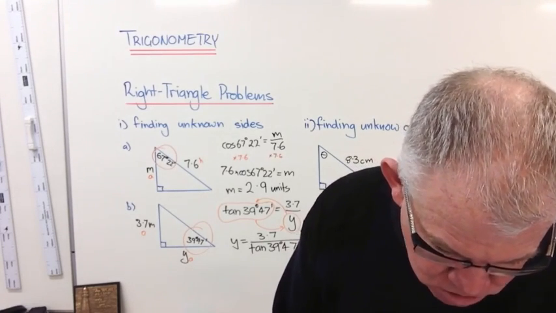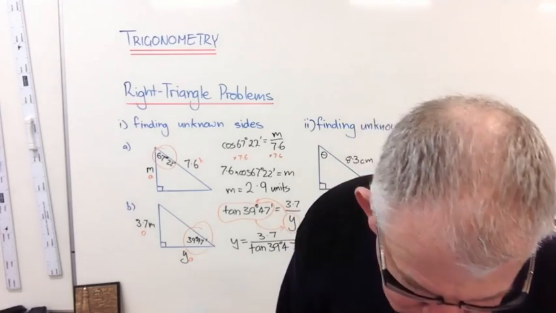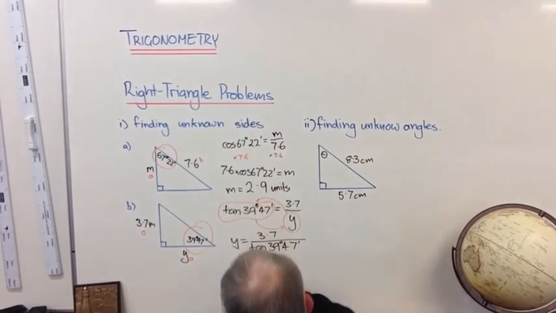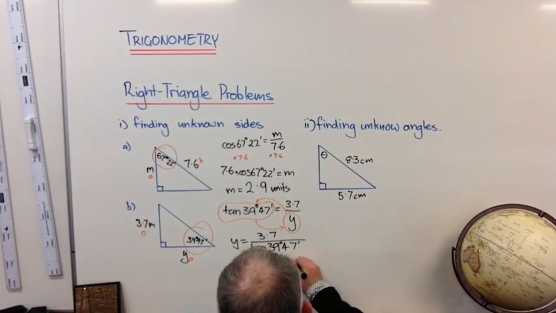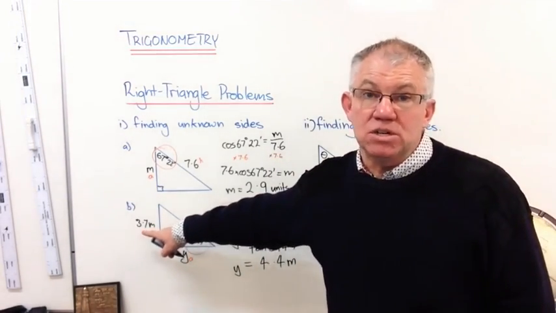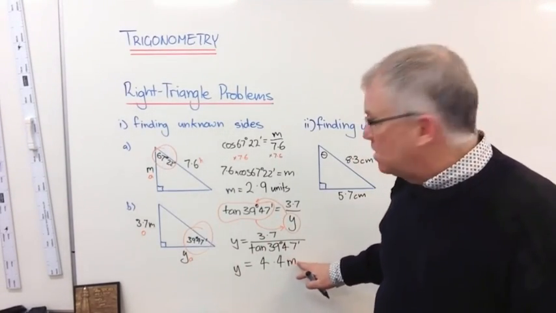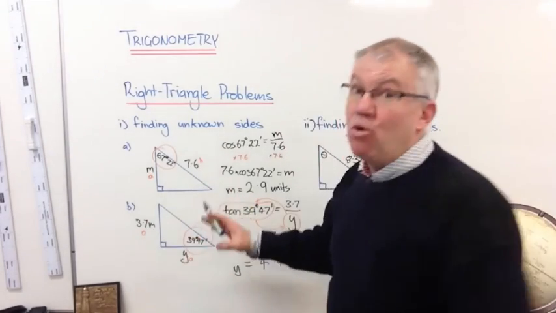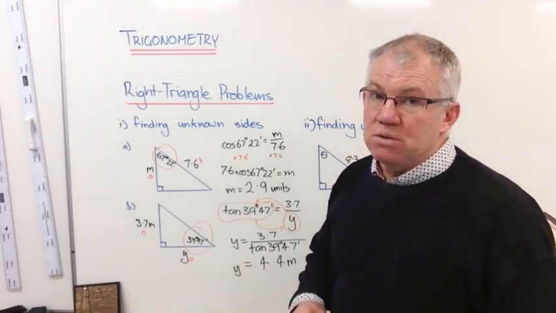And when we push all the buttons and put it into our calculator, what we'll end up with is that y is equal to, to 1 decimal place, 4.4 metres. Okay, this time we actually were given units in the question, so include those units in your answer. That makes the answer complete. Okay, 3.7 metres is given here. It implies that all of these measurements are in metres, so our final answer should have metres as well.